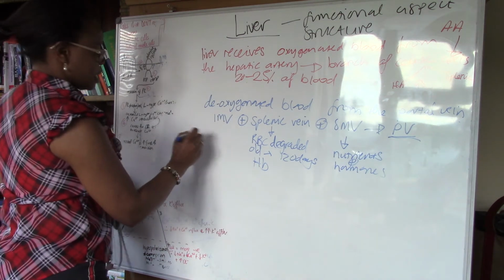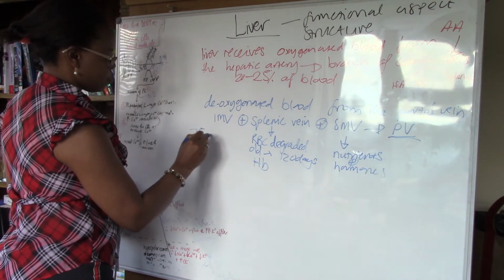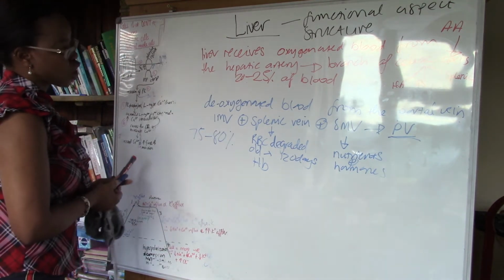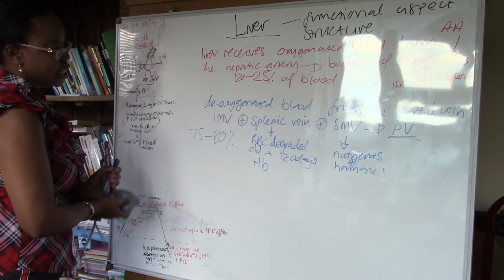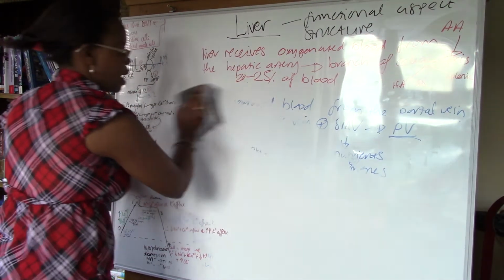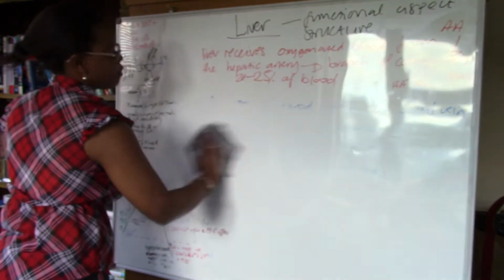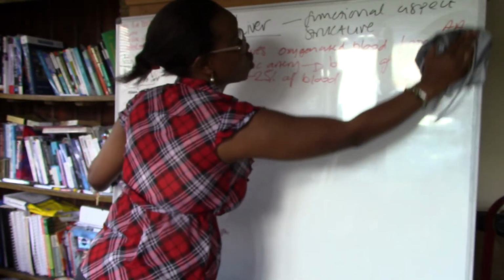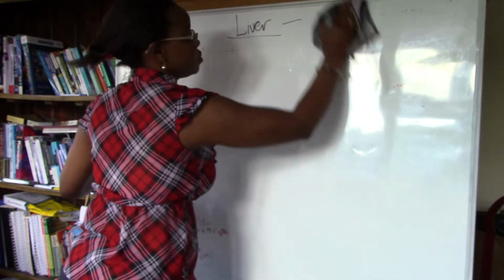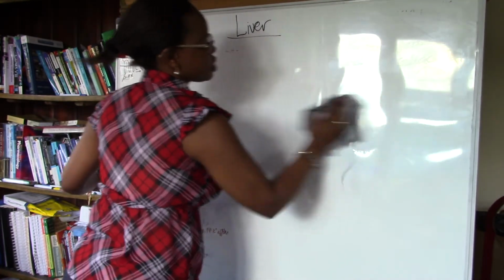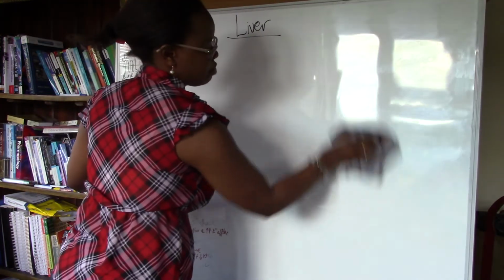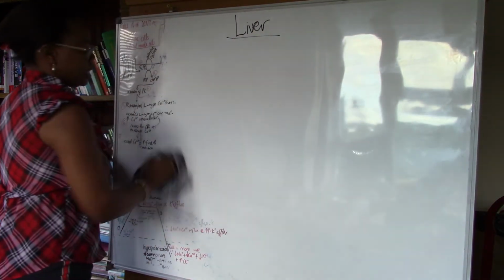And this is about 75 to 80% of all the liver's blood supply. So now that I've talked about the blood supply, and that it's divided into the right and left lobes, obviously, the liver has a massive role in the body.